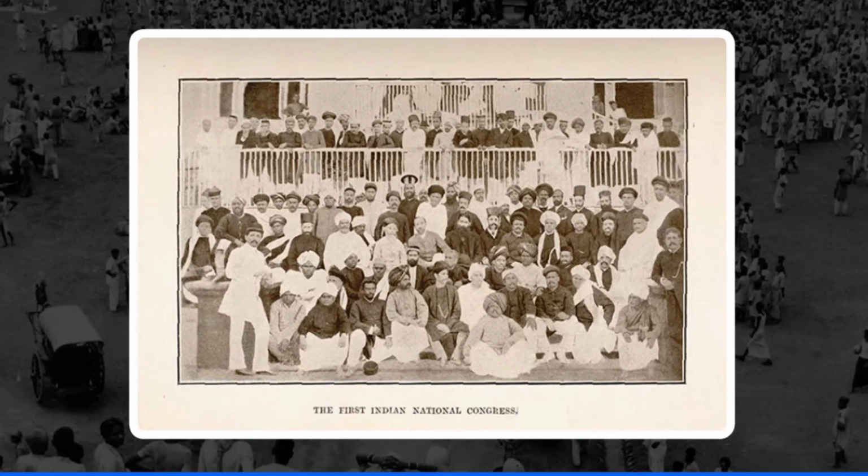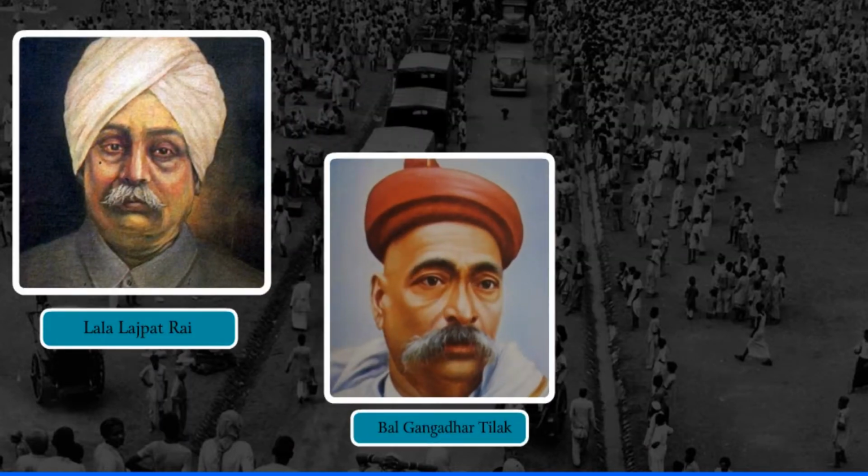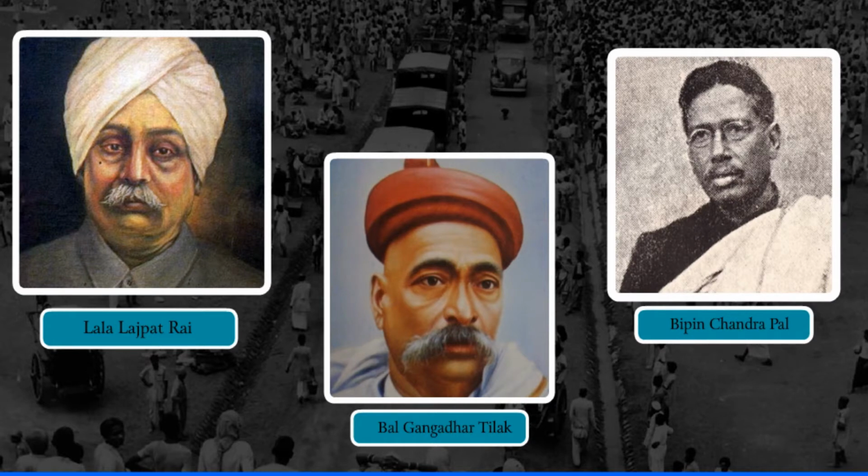Later on, another group of radicals developed in the Congress who believed in fighting for their demands to the British. This group was led by Lala Lajpat Rai, Bal Gangadhar Tilak and Bipin Chandra Pal, popularly known as Lal Bal Pal. They strongly believed in protests, strikes and boycotts for protesting the government.